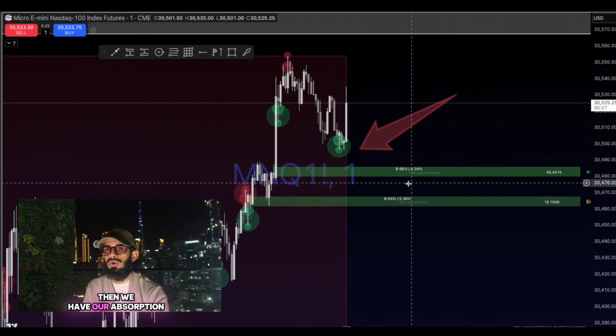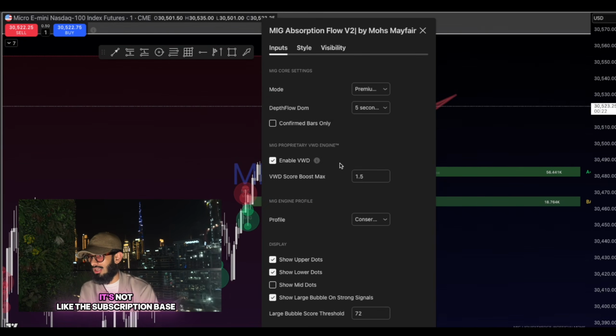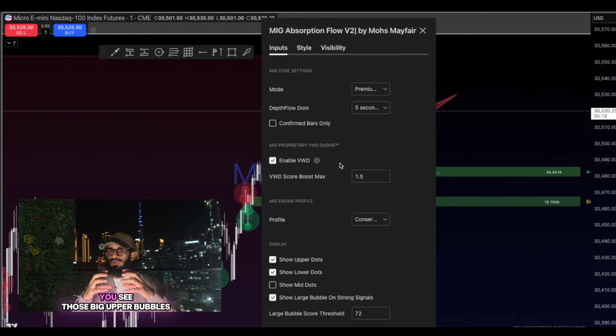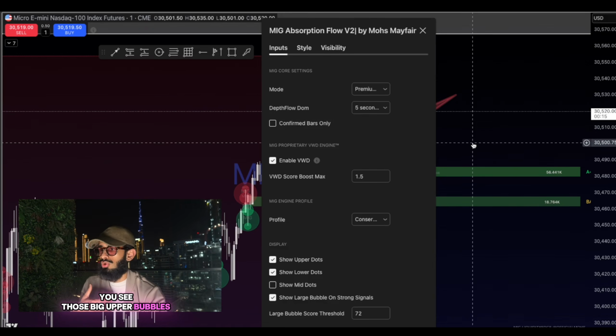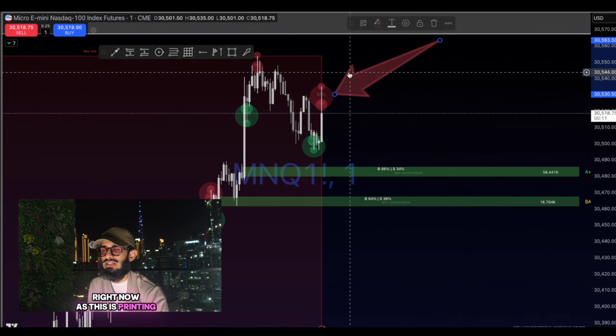Then we have our absorption flow. That is those big bubbles. Now this is a one-time only. It's not like the subscription base, our core engine, but this one-time only with absorption flow. You see those big upper bubbles, lower bubbles. You see where that live execution is, and you can see that right now as this is printing.